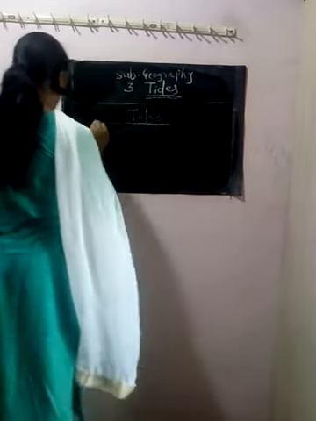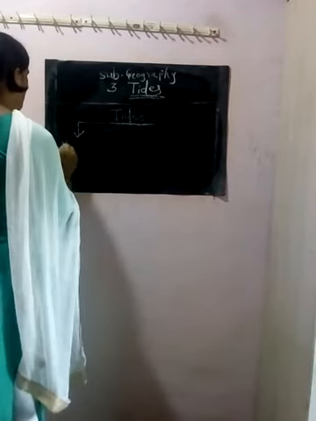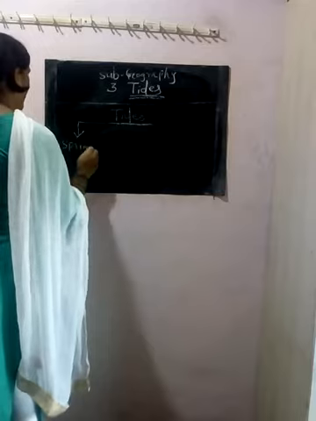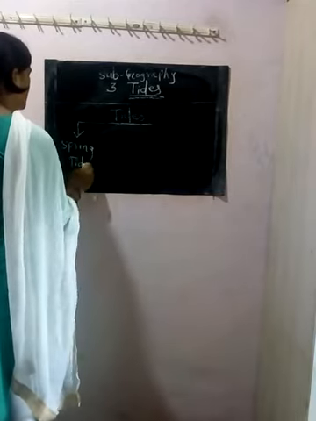There are mainly two types of tides. This tide is divided into two types. How many types? Two types. First is the spring tide and second is the neap tide. Two types of tide: first is the spring tide and second is the neap tide.